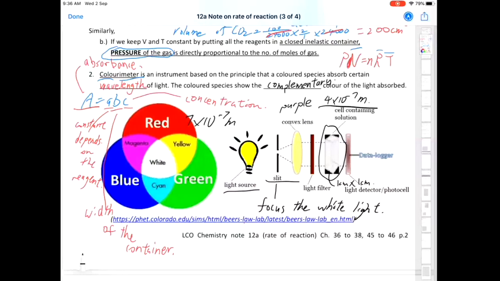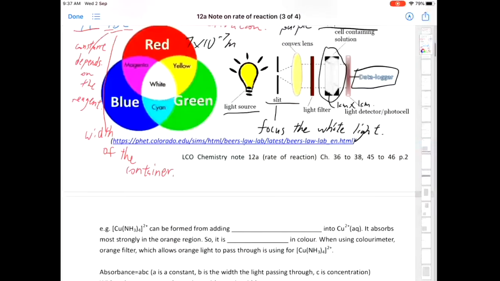And the material used here is usually glass. It's because glass is more likely to be transparent. It means that it will not absorb any light at all. And we will just pour some solution inside. And finally, after the light comes out, there is a data logger, which receives the light signal and turns it into an electrical signal. And then you can monitor it on maybe a computer. And this is how it works.